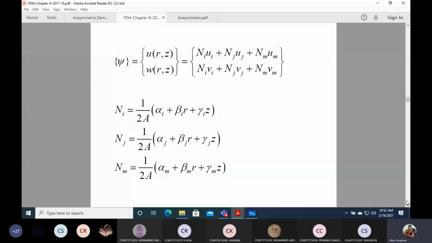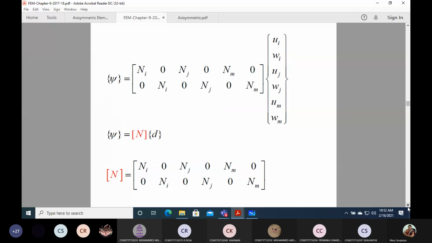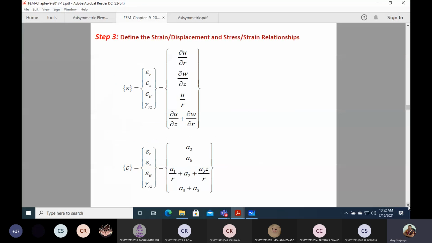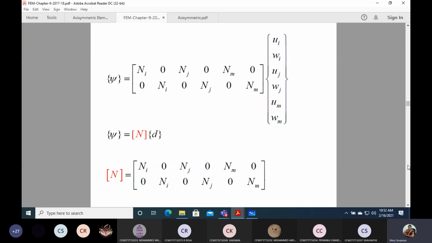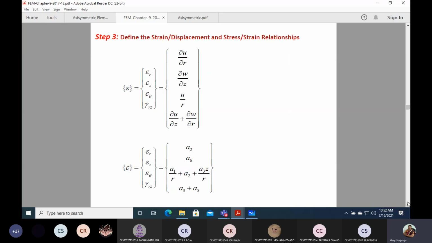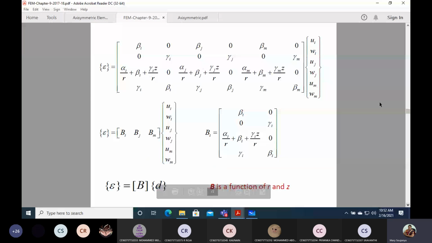So next comes, after we got the shape functions, the stress-strain relationship that we have to look into. We know what the strain components are. We got the D matrix, we got the shape functions. Now we are heading to the B matrix. The same pattern is followed, and this is how we reach the B matrix.